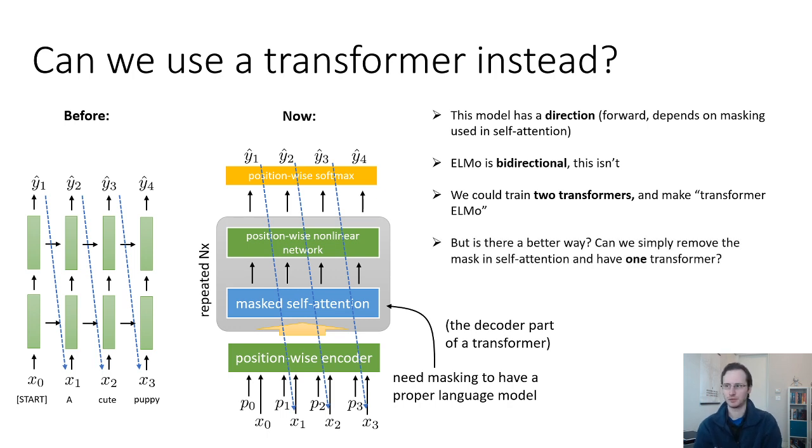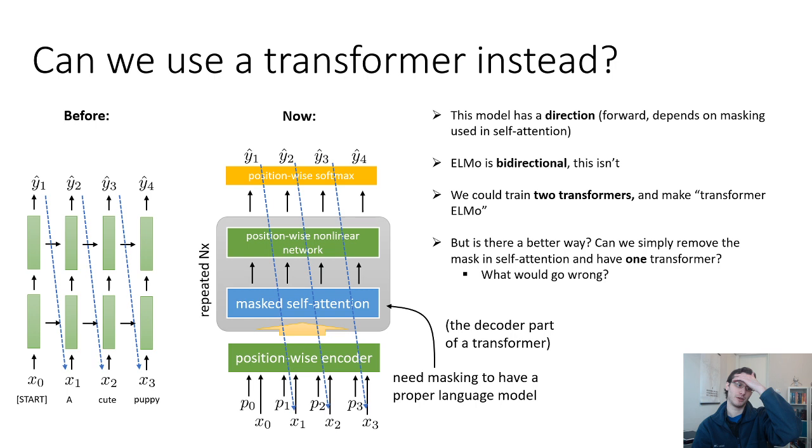But is there a better way to do this? So we could do transformer ELMO. We could just have a forward transformer and a backward transformer. But could we simply remove the mask in self-attention and have one transformer? Self-attention already carries information both forward and backward. So it seems like if we just remove the mask, we would get a bidirectional model without having to go through the trouble of training two separate models. Does that work? What could go wrong with this?